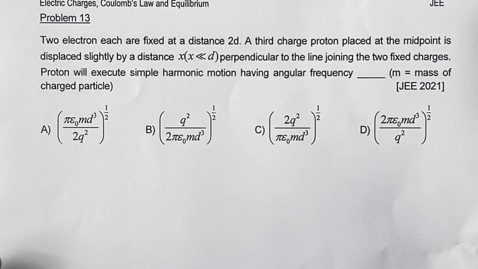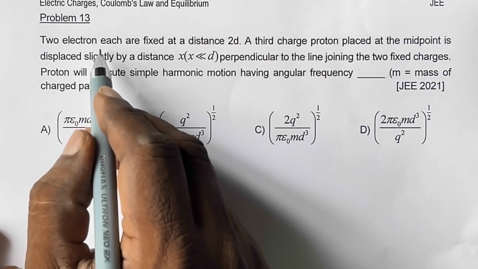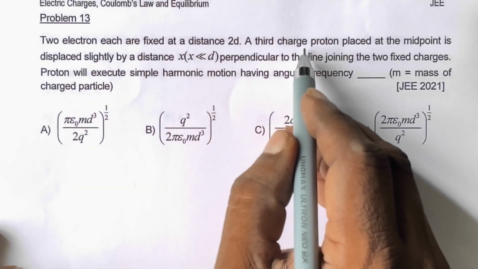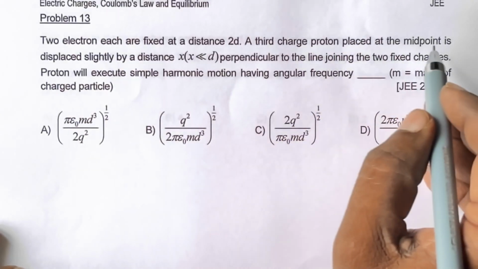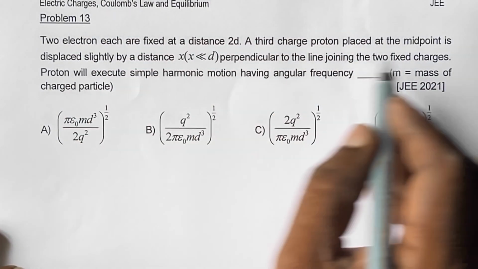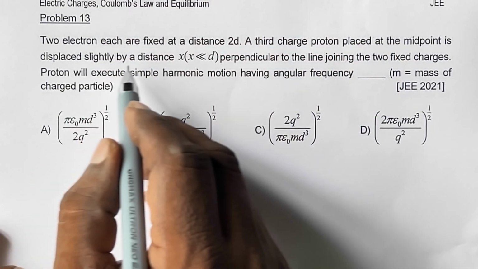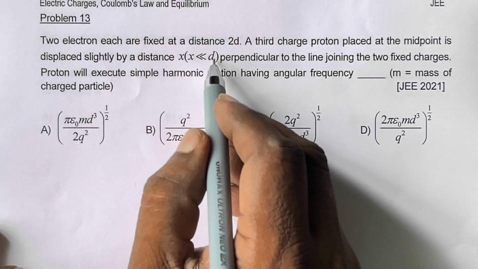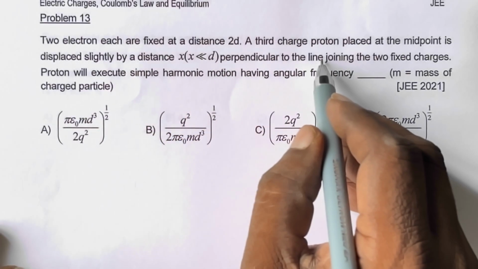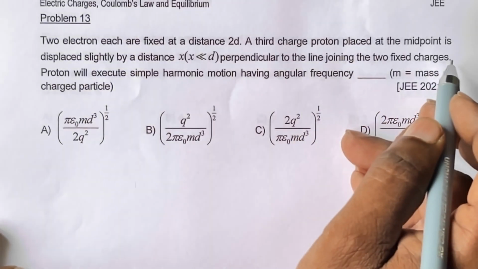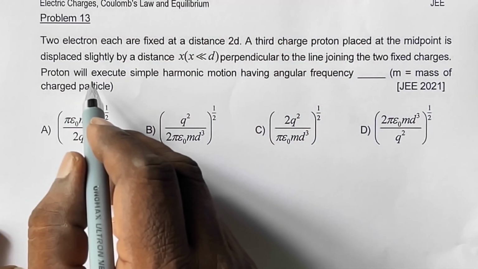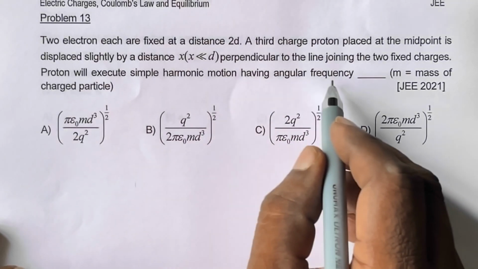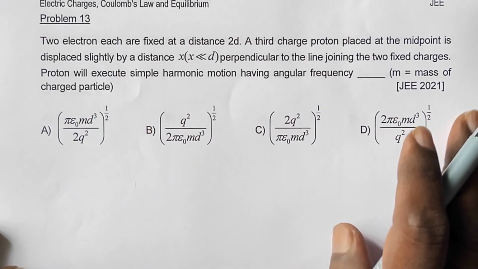In this problem, two electrons are fixed at distance 2D. The third charged proton placed at the midpoint is displaced slightly by a distance x. x is very much less than D, perpendicular to the line joining the two fixed charges. The proton will execute simple harmonic motion having angular velocity dash.